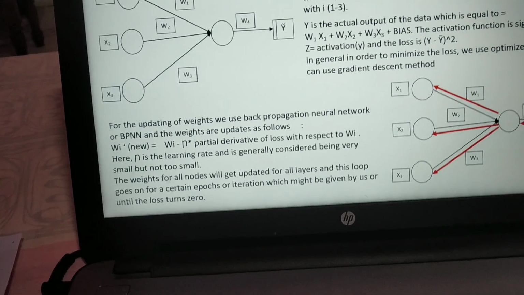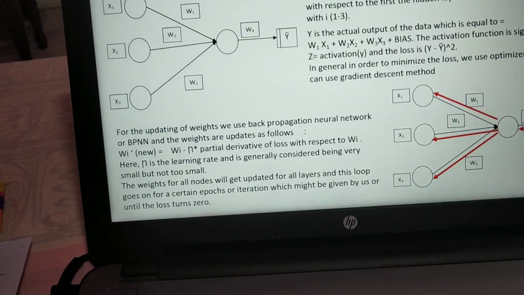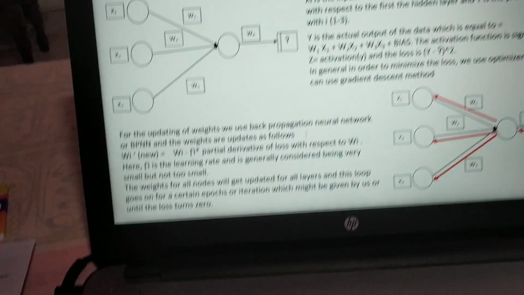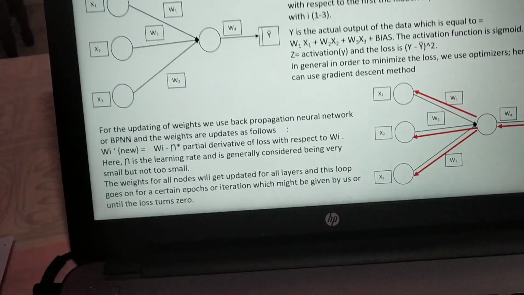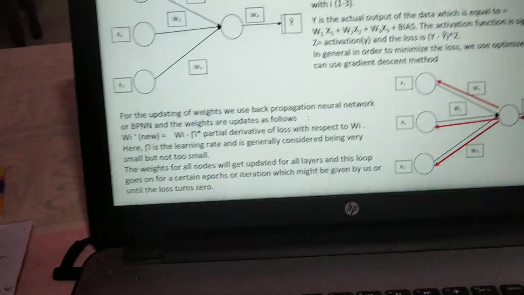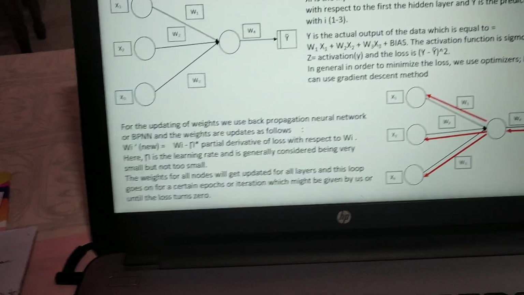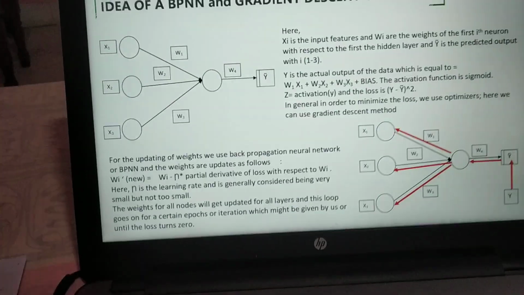So y is equal to w1 into x1, plus w2 into x2, plus w3 into x3, plus the bias or the human error that we are inducing into it. So basically the loss function using the gradient descent algorithm will be (y minus y bar) whole square.